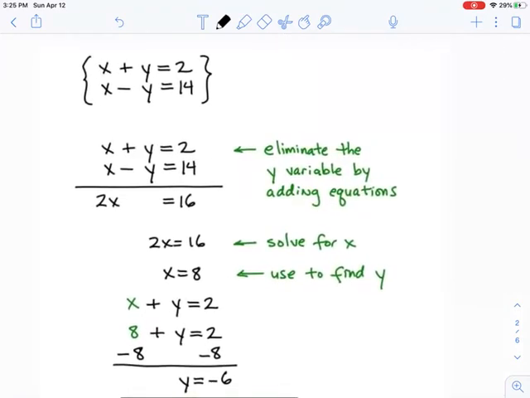If you notice, we have x plus y equals 2 and x minus y equals 14. You have a positive 1 and a negative 1 in front of your y value, and we know that these are additive inverses, which end up equaling 0. Therefore, we can eliminate the y variable. And this allows us to solve for x and then substitute back in to find our y.